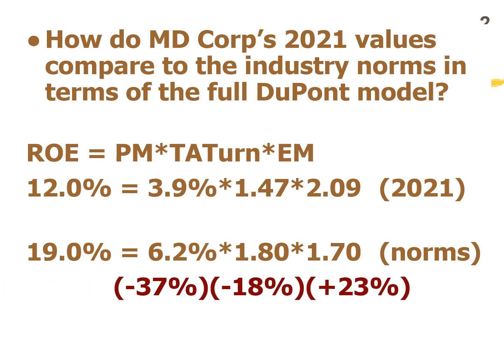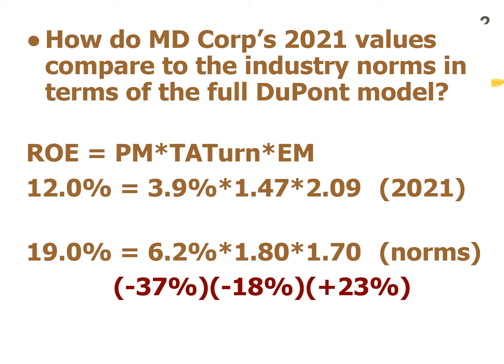Notice that when we compare these three values for MD to the industry norms, we find that both the profit margin and the total asset turnover are below average, and the equity multiplier is above average. The equity multiplier is above average because MD uses above average debt.